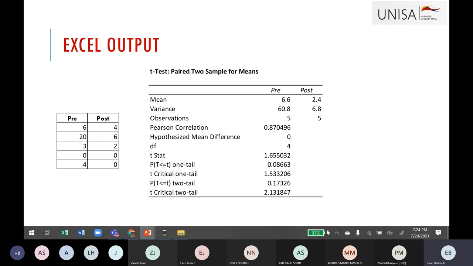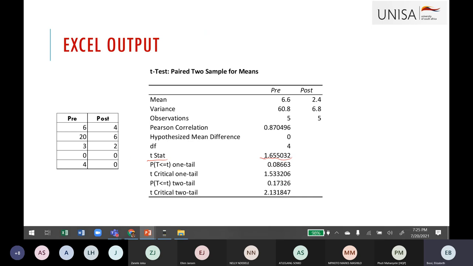Here is an Excel output taking the same kind of values that we had. The thing with the Excel output is it doesn't calculate the mean difference. All it does is calculate the mean of the pre and the mean of the post, which we don't need. All these statistics are related to each group or each sample, the pre and the post. What it also does is calculate the test statistic. Remember, it is the same as what we got. If I go back, we got minus 1.66.